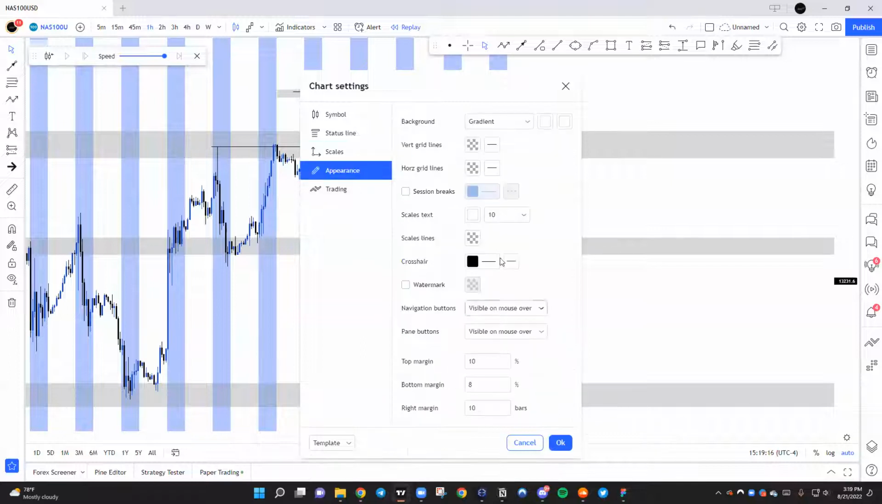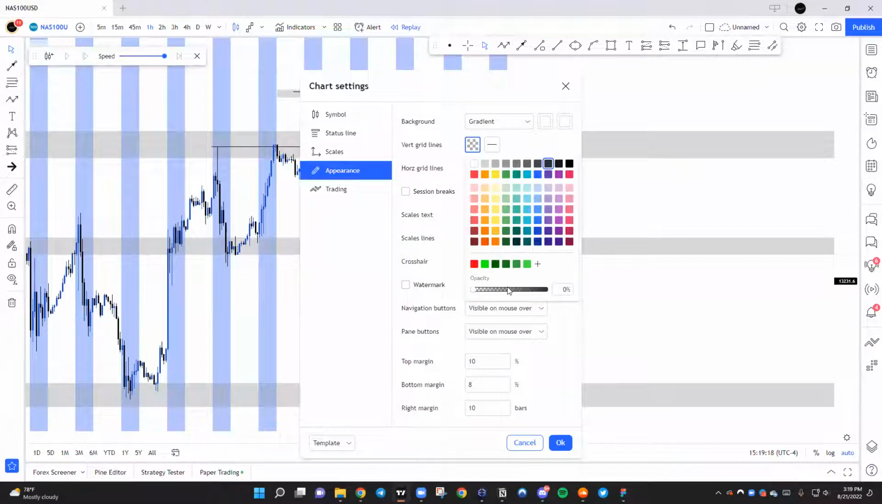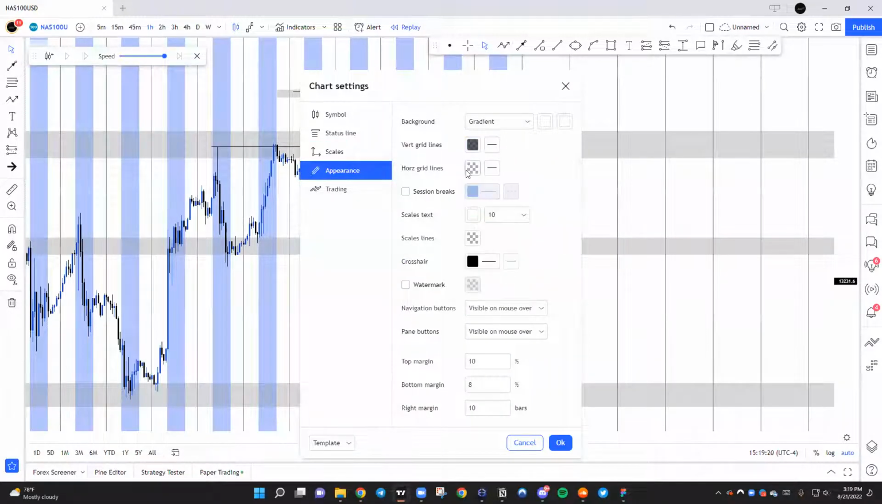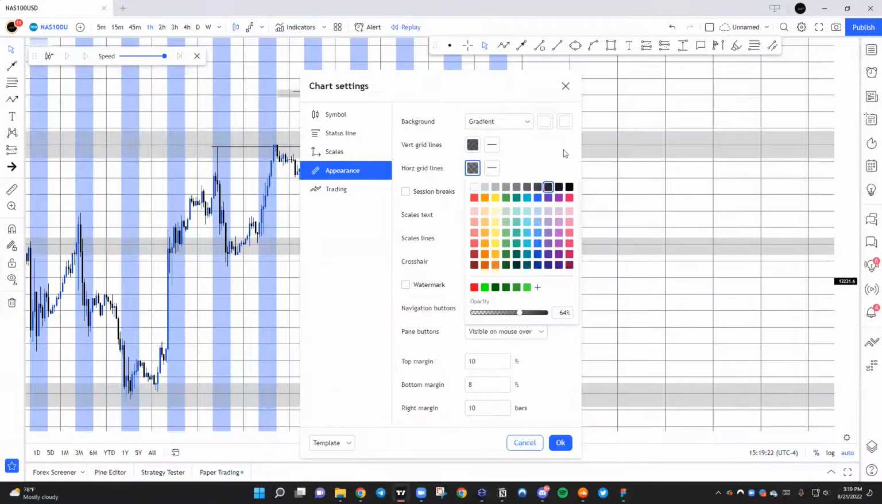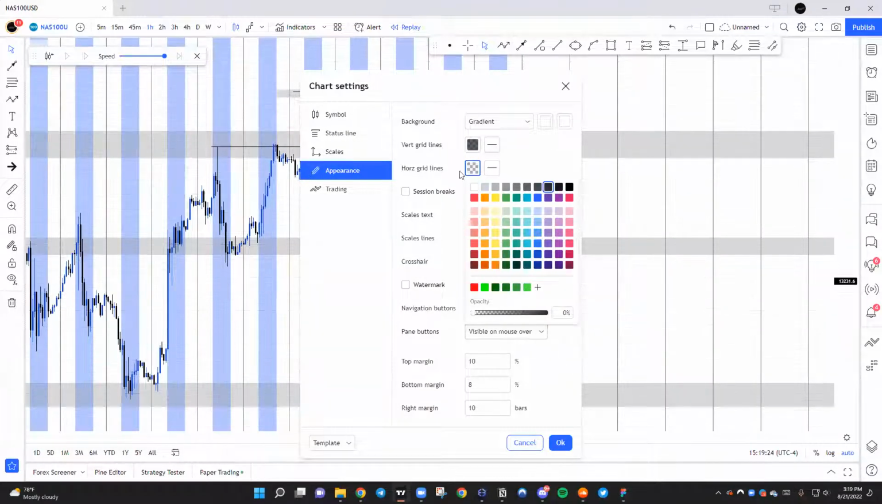I got these on. I turn these off because these things be annoying. Like I can't stand this. This is annoying. I can't look at this. It's annoying.